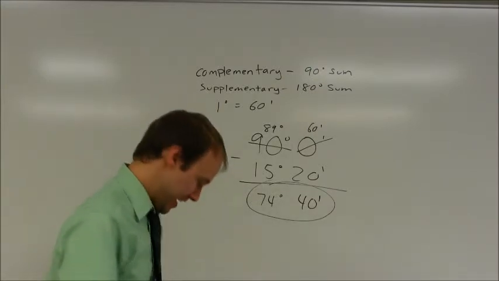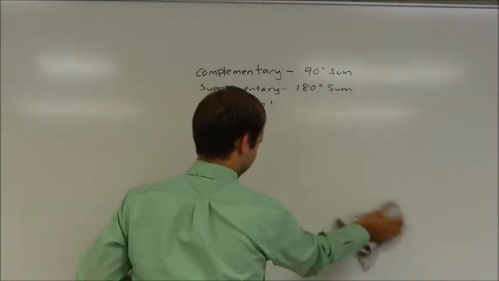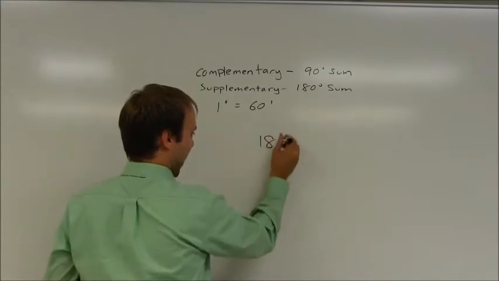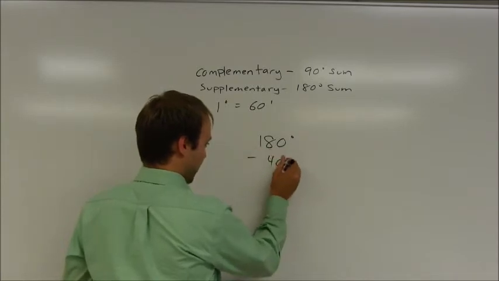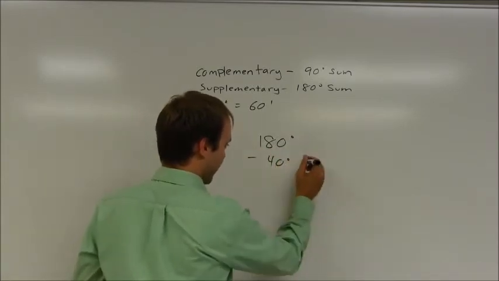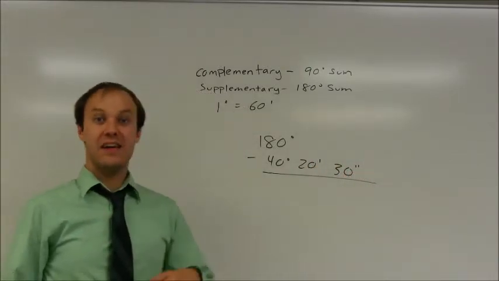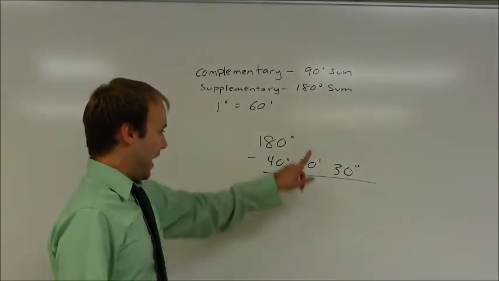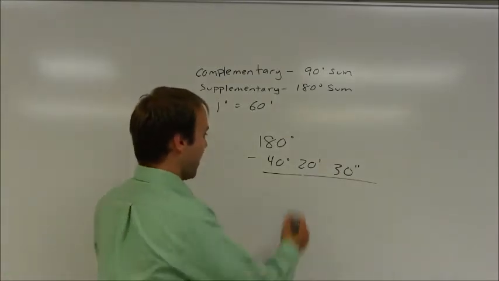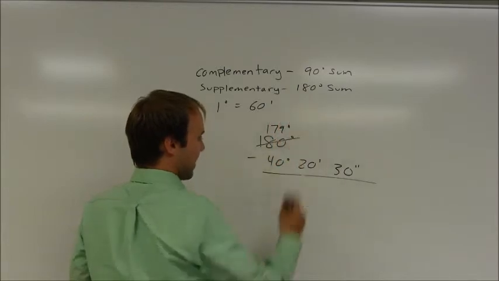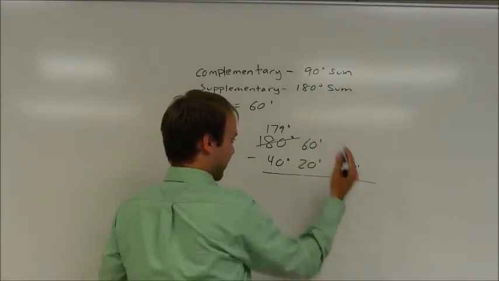Of course, you can take this one step further. What if I had something with degrees and minutes and seconds? What if I wanted to find the supplement of an angle that measured 40 degrees, 20 minutes, and 30 seconds? Same kind of thing. I don't want to take 0 minus 20 or 0 minus 30. That's really what I have right here, right now. So I'm going to borrow one of those degrees. This is 179 degrees. I'm going to borrow 1 degree, which is 60 minutes.